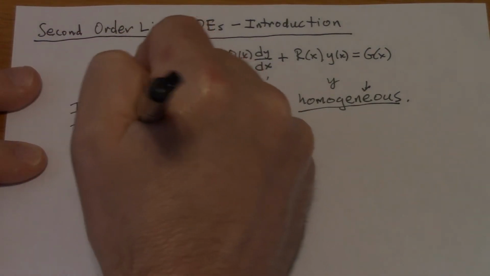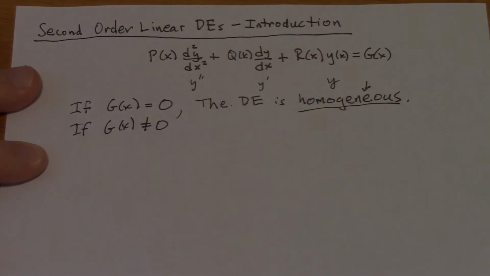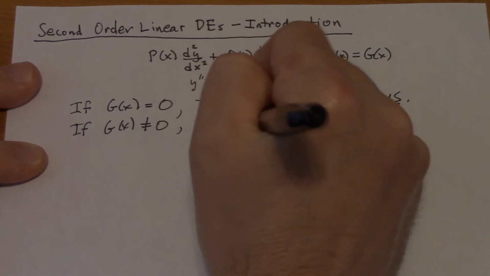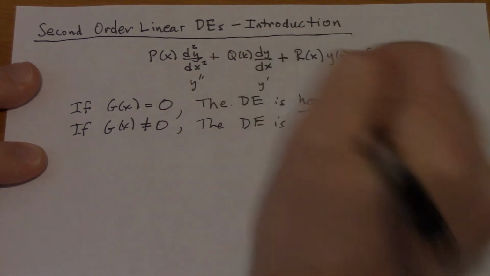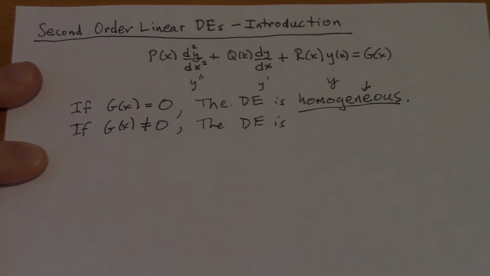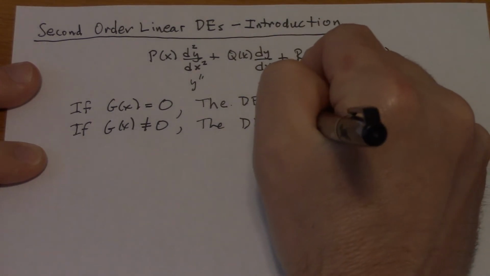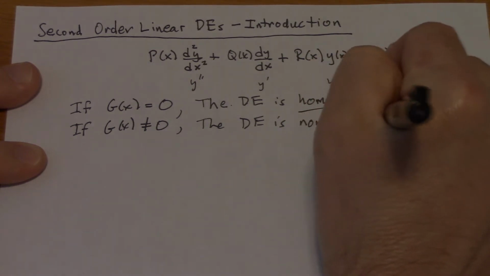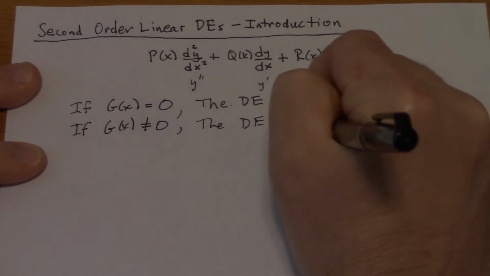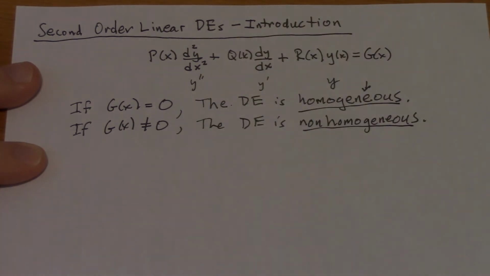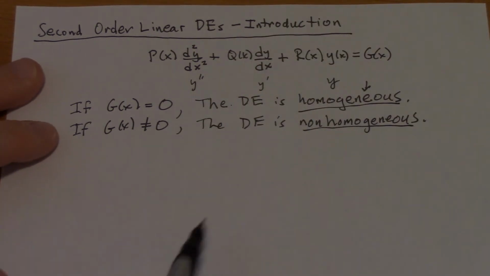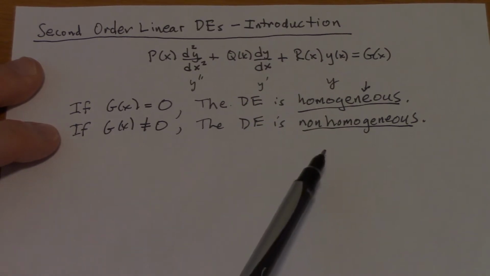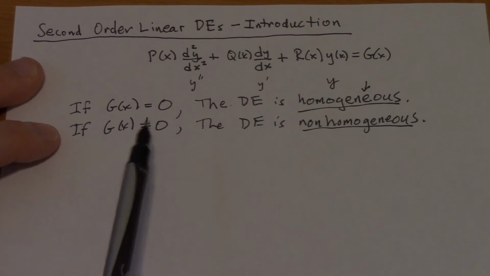Otherwise, if g of x is not equal to 0, so if we have a function on the right hand side that's not equal to 0, then the dE is, make a guess, sorry, it's not heterogeneous. The dE is non-homogeneous. Okay, so as far as solving differential equations, we're going to start with the homogeneous ones and then work our way to the non-homogeneous ones. And the non-homogeneous solutions are going to depend on the homogeneous solutions.